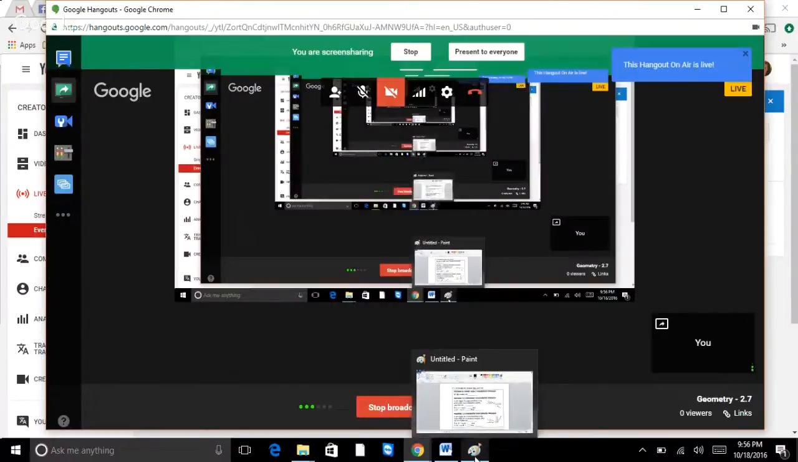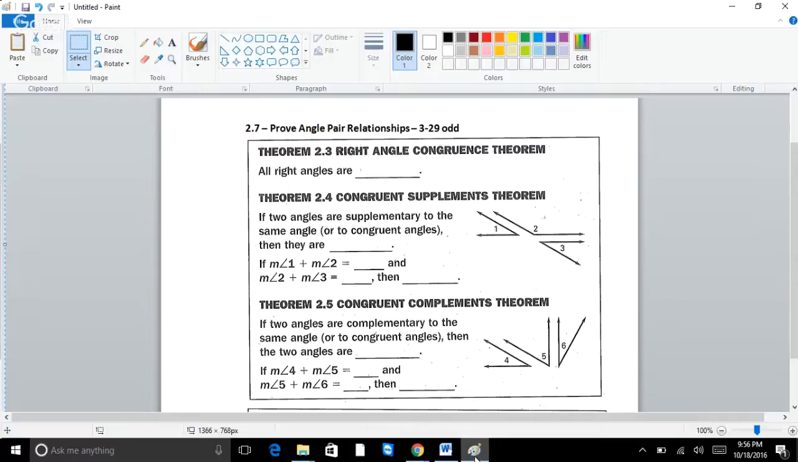I am here to go over our last section in geometry in chapter 2, 2.7. Sorry for the crazy screen. Here we go. So we are going to talk about proving angle pair relationships. Today we're going to talk a lot about angles, obviously, and when they're paired together, what kind of theorems and postulates we have that describe that.